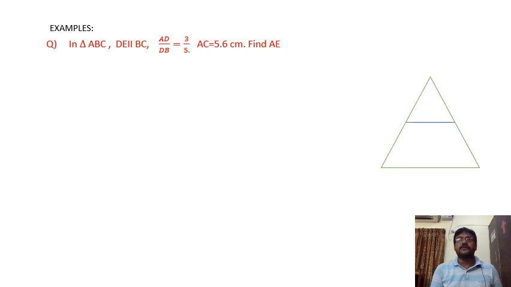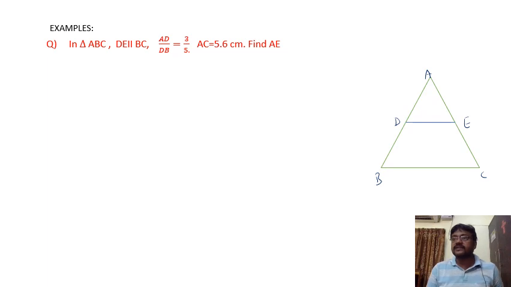So one of the problems is like this. In triangle ABC, DE parallel to BC and AD by DB is equal to 3 by 5, AC is equal to 5.6 centimeters, find AE. This is the first example that was given in our textbook. Okay, let's take triangle ABC like this, and DE is parallel to BC.